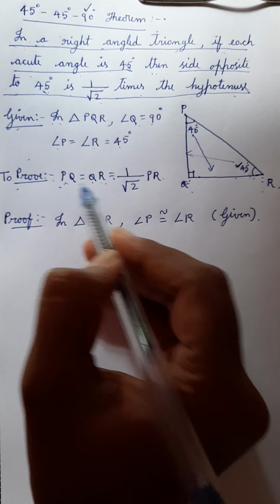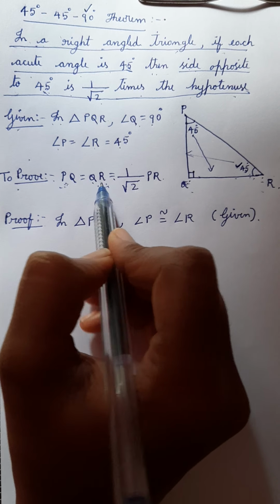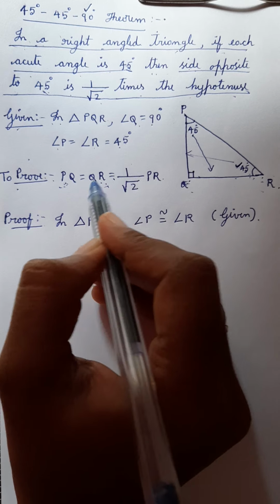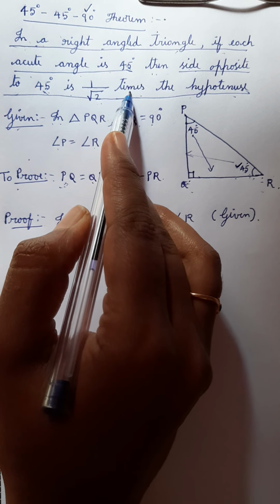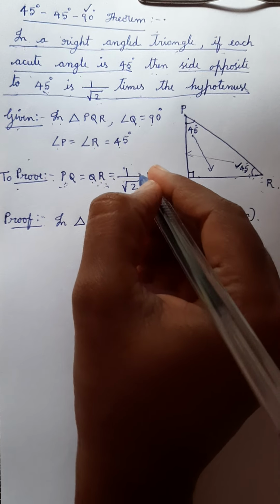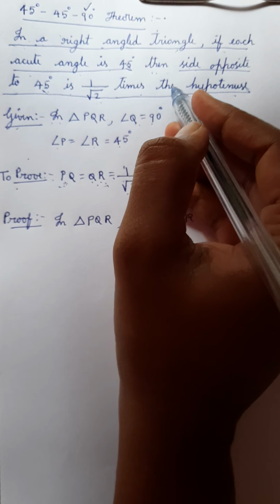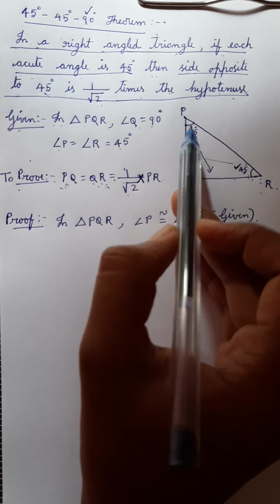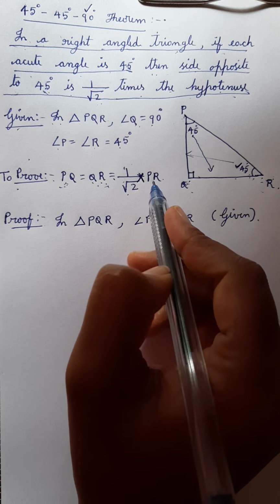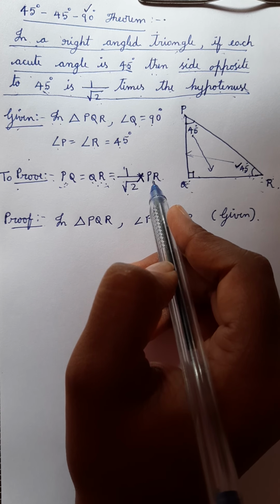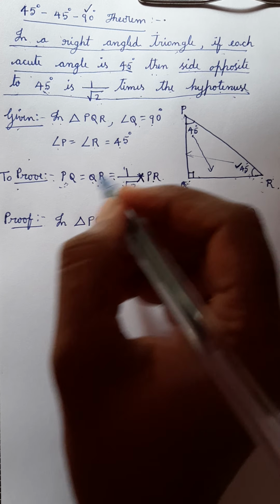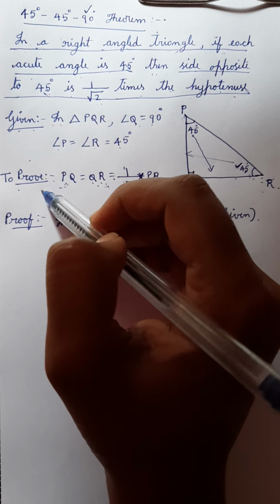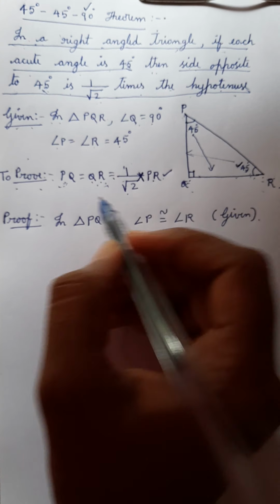So the sides opposite to 45 degrees, PQ and QR, are equal to 1 by 2 times, meaning 1 by 2 into, the hypotenuse. In this triangle the hypotenuse is PR. Get clear? Next. So this is the given and to prove, the answer we should get.